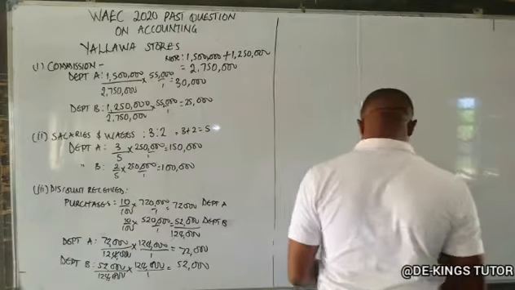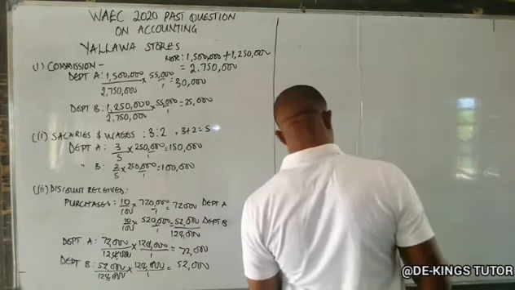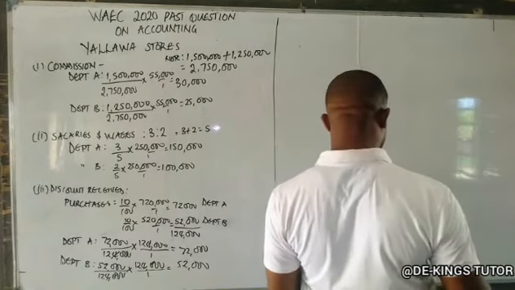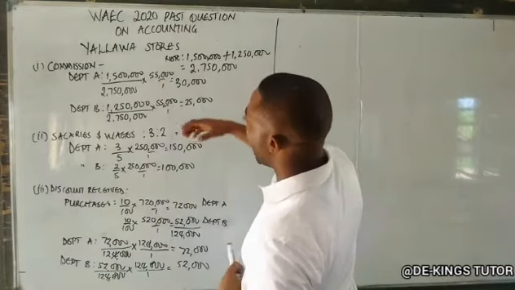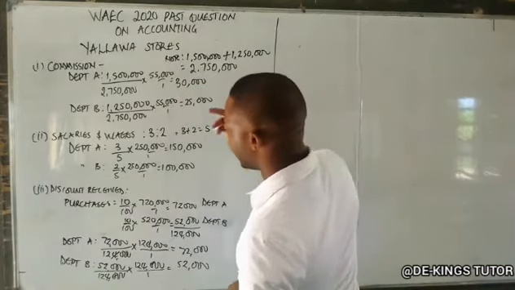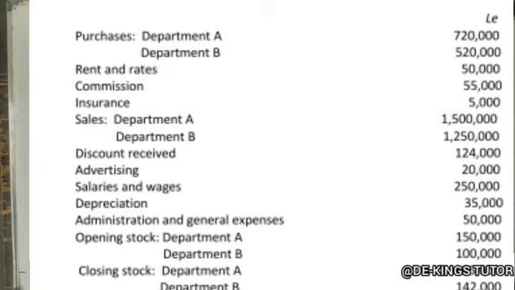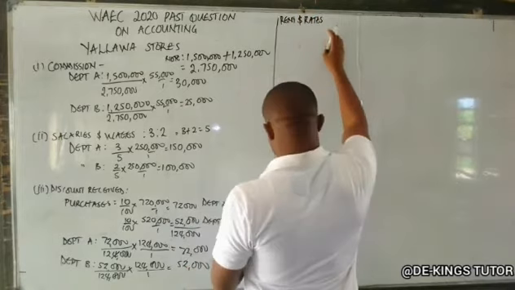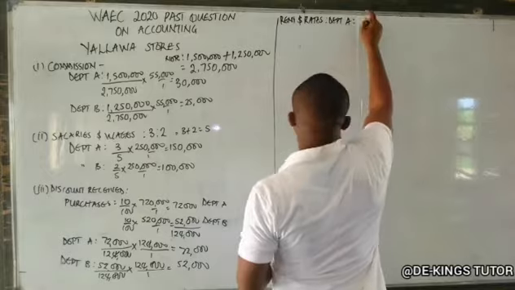So start from the question there. What are the other expenses apart from the ones that have special apportionment, like commission, salaries and wages? From the question, the first expense is rent and rate. They said it should be apportioned equally. So it means half. For Department A, it is 1/2 times the amount of rent and rate paid. It is 50,000.